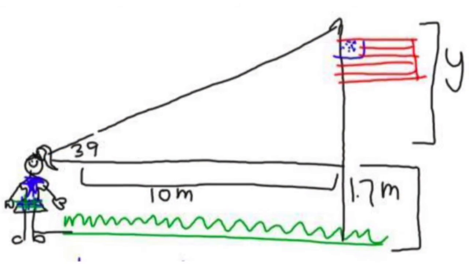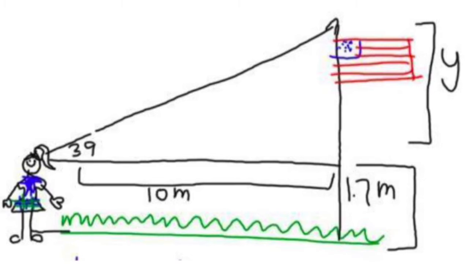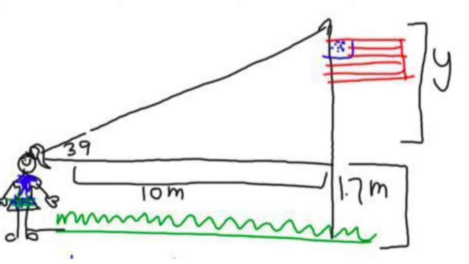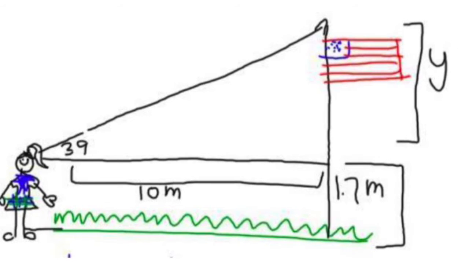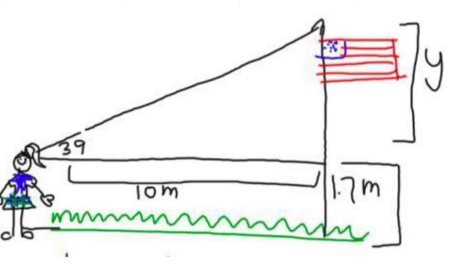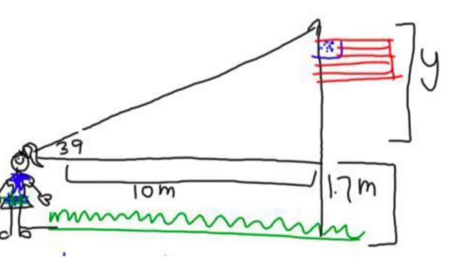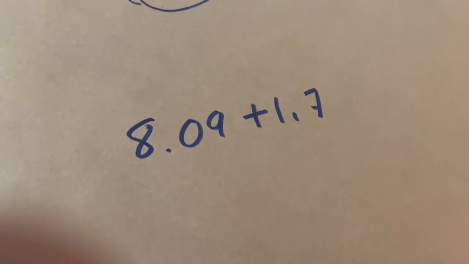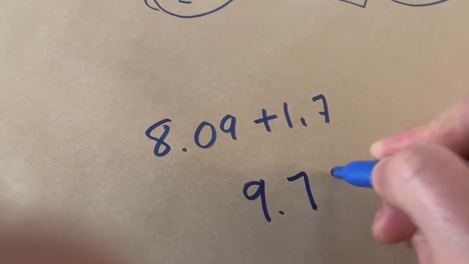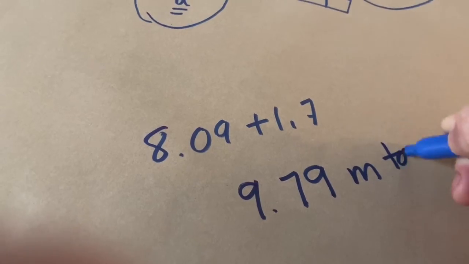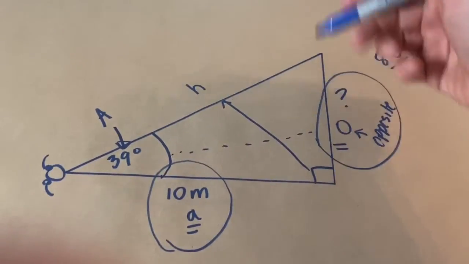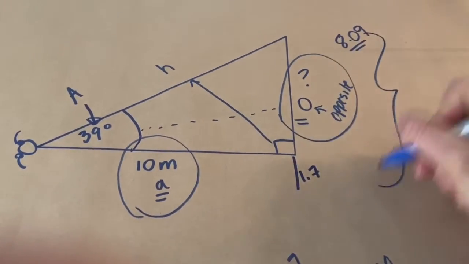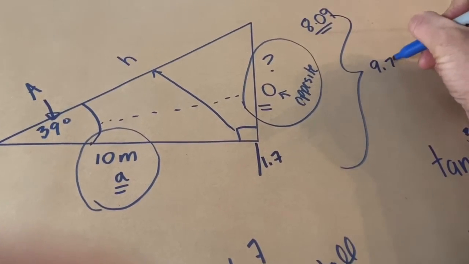So we now know that the y is 8.09, but you need to add to it the part at the bottom, the 1.7, because the triangle started 1.7 meters up in the sky. So we need to add the 8.09 plus the 1.7, and that will give us the total height of the flagpole. That would mean that the height of the flagpole would be 9.79 meters tall. So this part was 8.09. This part right here is 1.7. So altogether, the height of the flagpole is 9.79 meters.